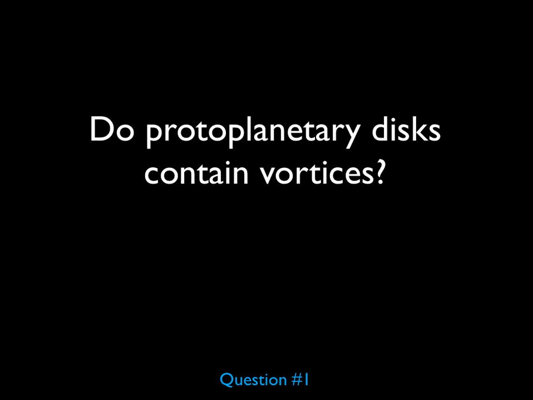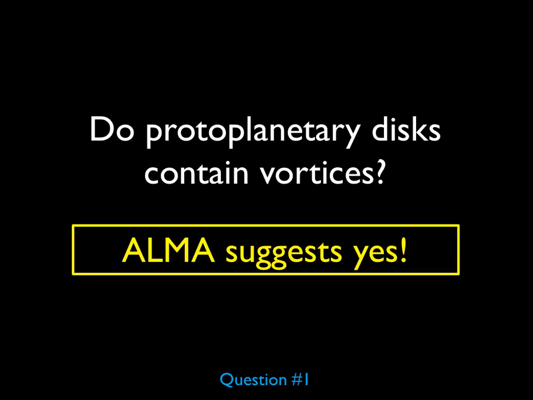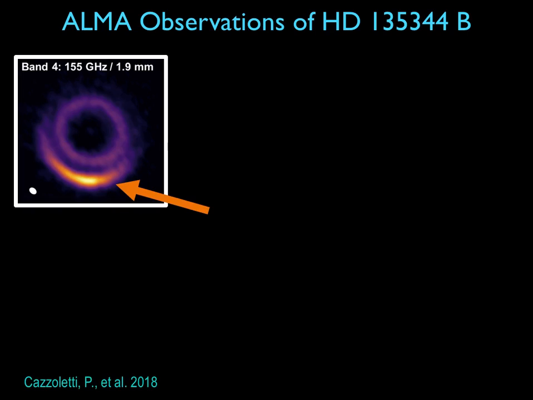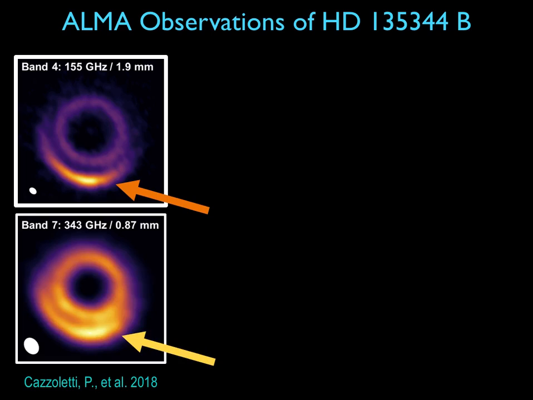Well, we think the answer to that is yes. In the past decade, ALMA has observed several crescent-shaped features in various protoplanetary disks. For a few of these, including HD 135344b, this one right here, we have observations of the same crescent at different wavelengths.